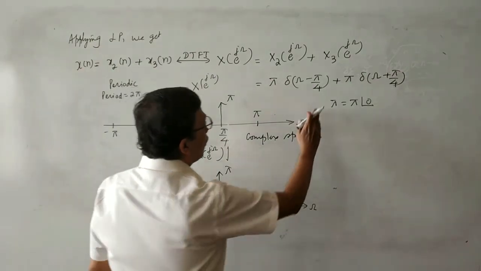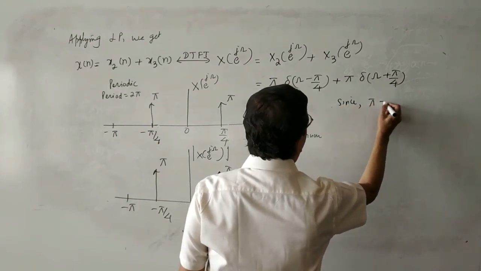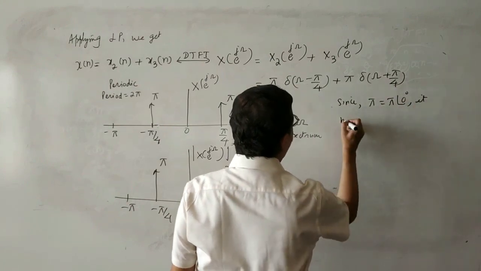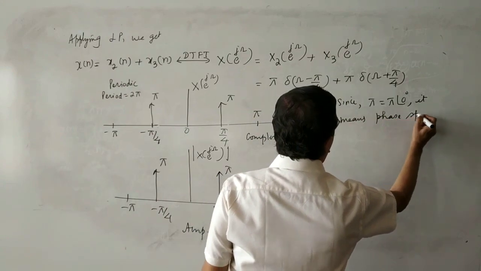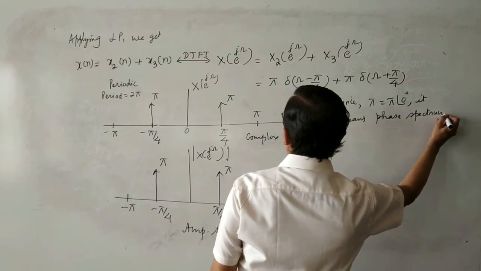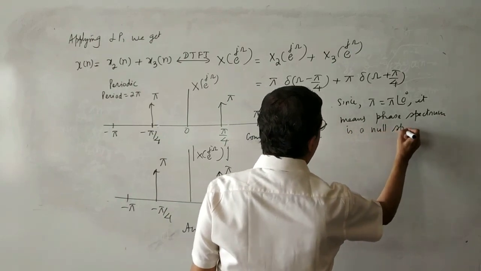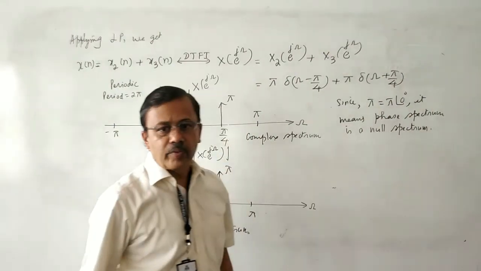I am going to write here, since pi equals pi at an angle 0 degrees, it means the phase spectrum is a null spectrum. With this we will stop here.